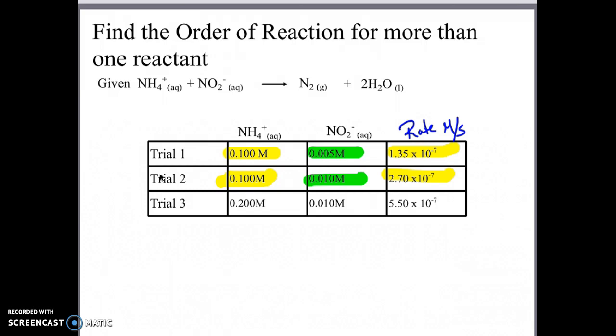However, you still have to show your work somehow, whether that be incorporated in the table, like you say, this is doubling and so is the rate doubling, so therefore it's first order. But you do have to somehow show your thoughts as far as what is happening there. But what I'm going to do now is talk about how we can use the fact that the ammonium ion is constant with the NO2 ion changing, how we can make that work for us to calculate the order.